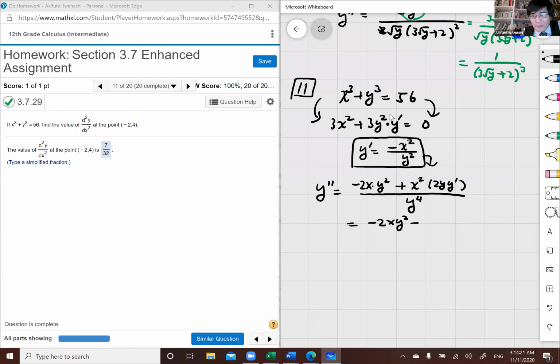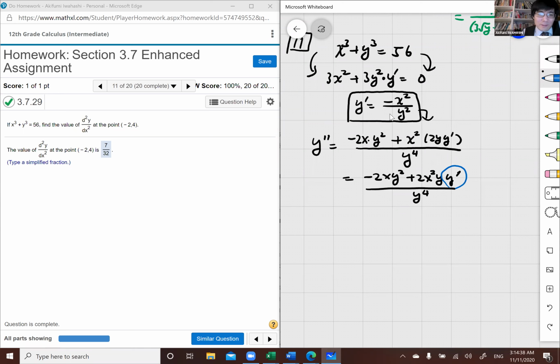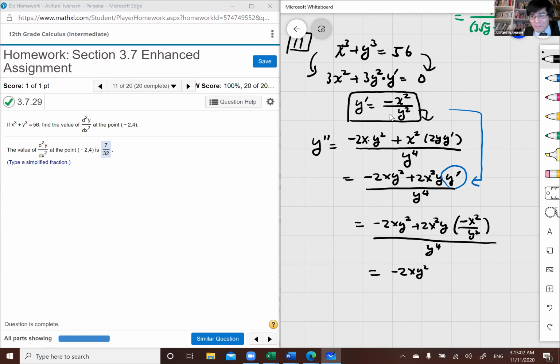At this point, you might want to plug in. Well, you might want to say, oh, shall I rewrite this? Well, certainly. We can leave it as it is, but let's plug in here to get minus 2xy squared plus 2x squared y minus x squared over y squared, over y to the 4th, which is minus 2xy squared minus 2x to the 4th over y to the 4th.